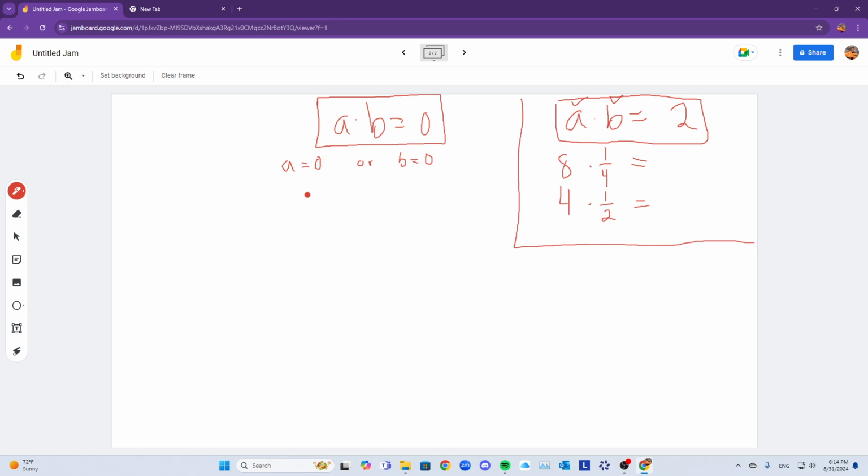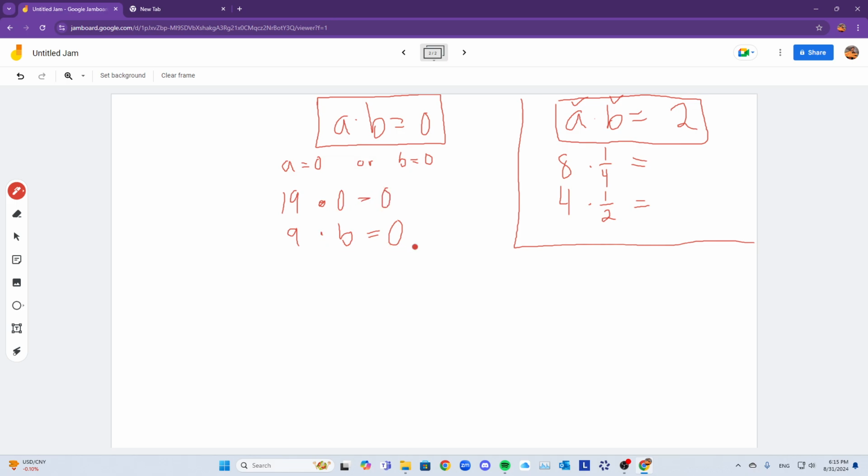If that is true, then A can be anything. For example, let's just say any A, 19. If you're saying A is 19, then A times B, in order for it to be 0, what does B have to be? B has to be 0. It just has to be.